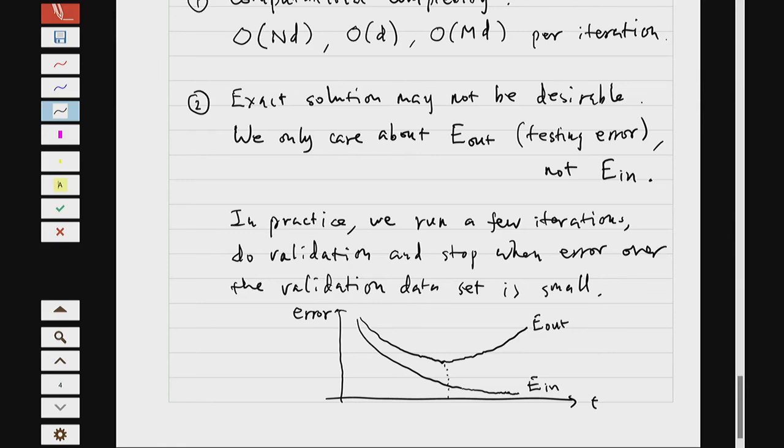So around this point, you will stop. As soon as you see the E out picking up, usually we just stop the training.